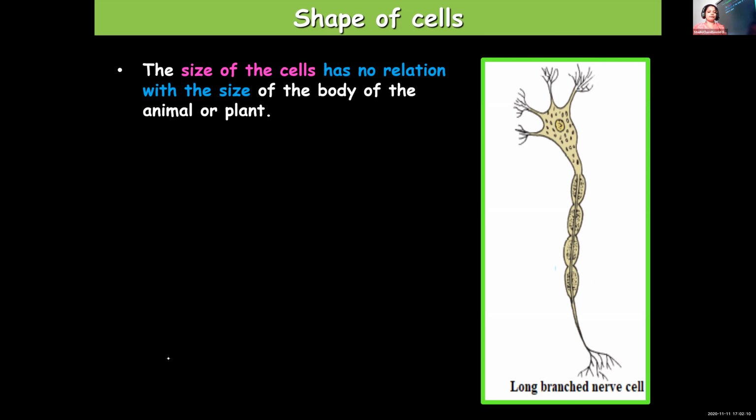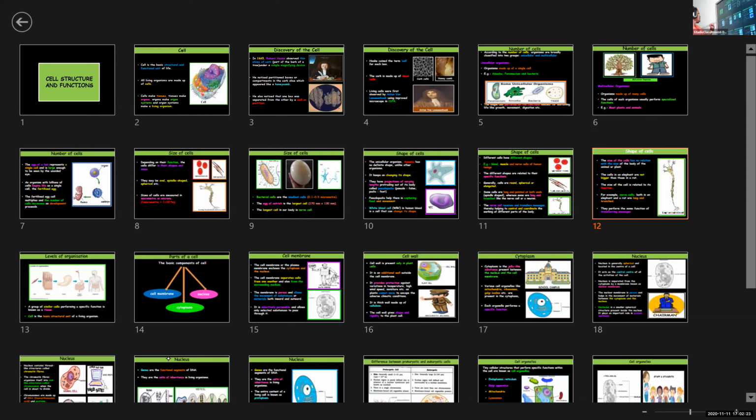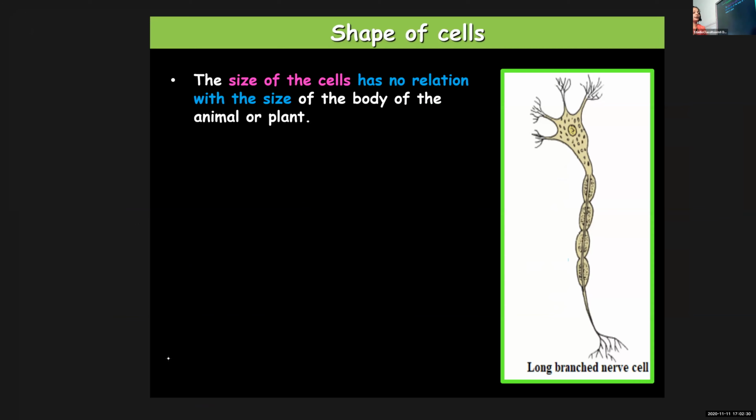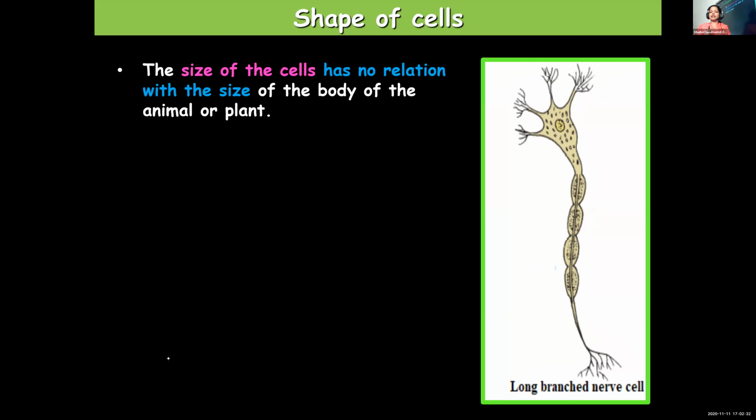Then what makes the difference? What makes the elephant huge and the rat very small? Size? Function? No, you just think. Number of cells. Yes, exactly. The number of cells makes the difference.